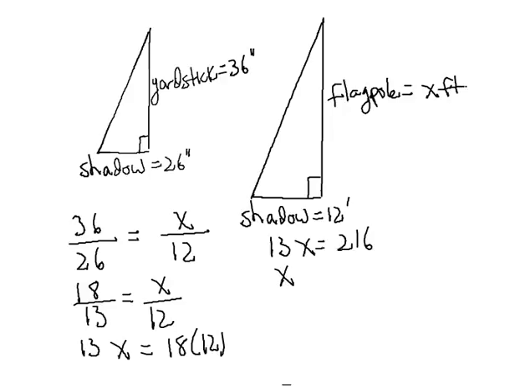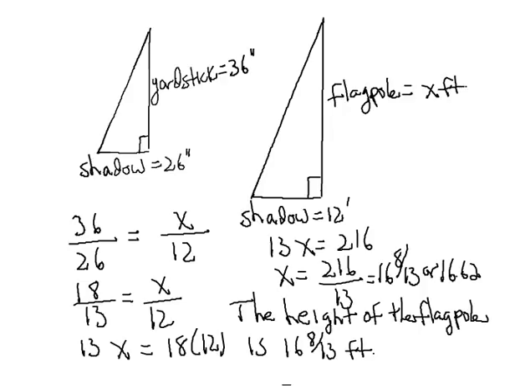And dividing both sides by 13, we see that x will be equal to 216 divided by 13, which is equal to, as a mixed number, 16 and 8 thirteenths, or if you'd like to change this to a decimal, it would be 16.62. So now we'll next state our result in a sentence. So our sentence then would read, the height of the flagpole is 16 and 8/13 feet.